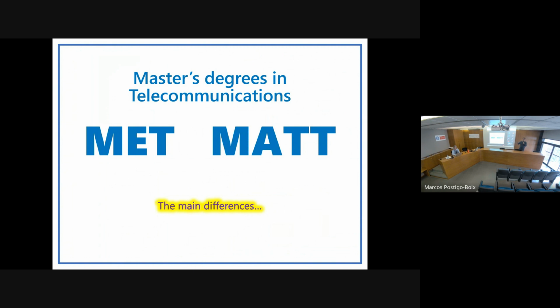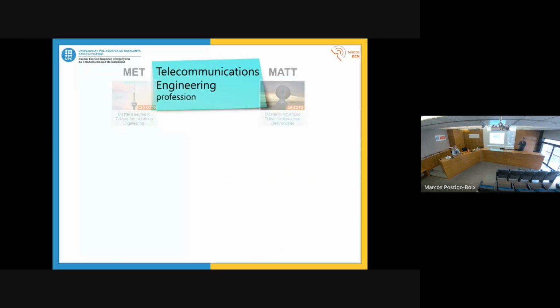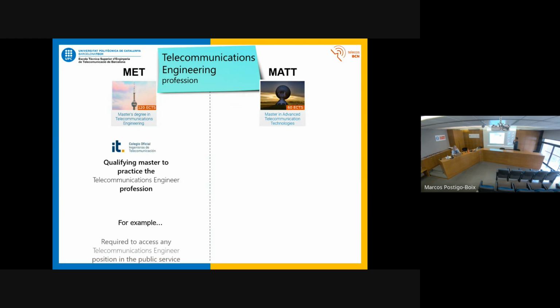Now let's talk about the main differences between both masters, Master MET and Master MAT. The first question is about the telecommunications engineering profession. There is a difference between both masters. The Master MET is a master that qualifies for the practice of the profession of telecommunications engineering in Spain. This is, for example, required for accessing any public position for a telecommunications engineer. The Master MAT, no. In the Master MAT, you are not going to be qualified for this profession. So if you want to be qualified for the profession of telecommunications engineering, you need to follow the Master MET.